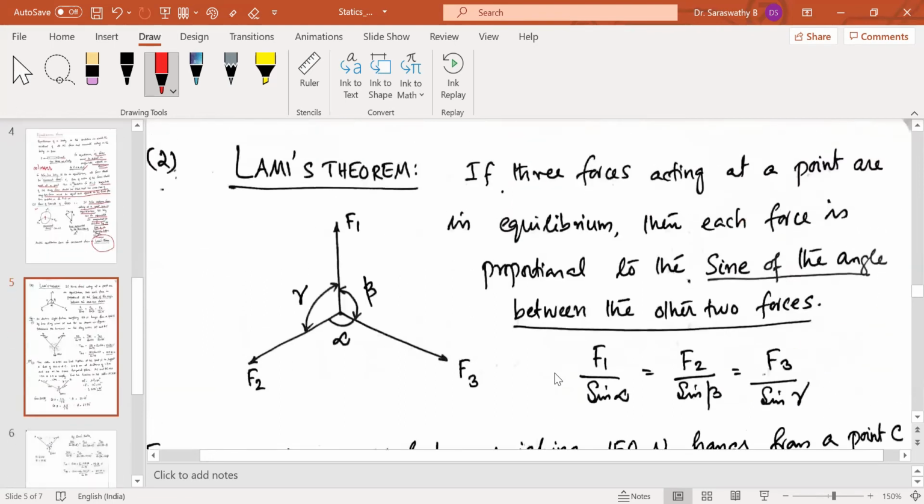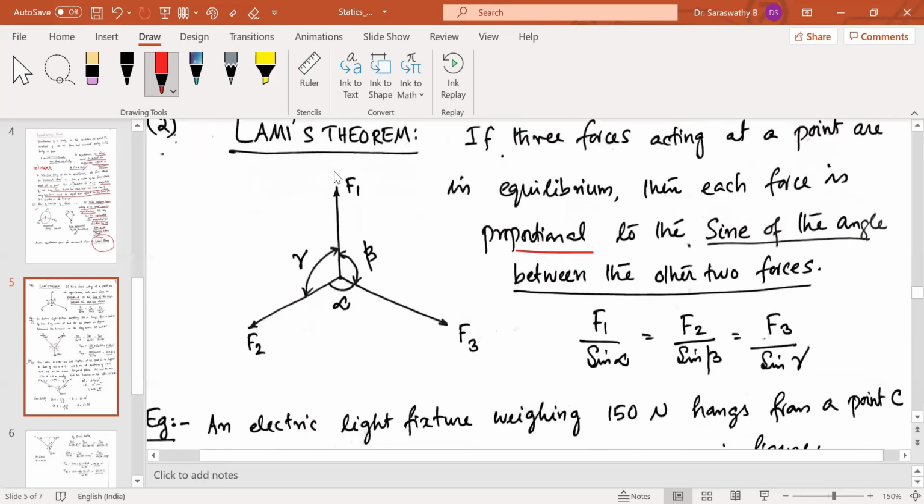So concurrent forces means all the three forces are acting at the same point. If three forces acting at a point are in equilibrium, then each force is proportional to the sine of the angle between the other two forces. This is Lami's theorem. Say forces F1, F2, F3 are three forces acting at a point.